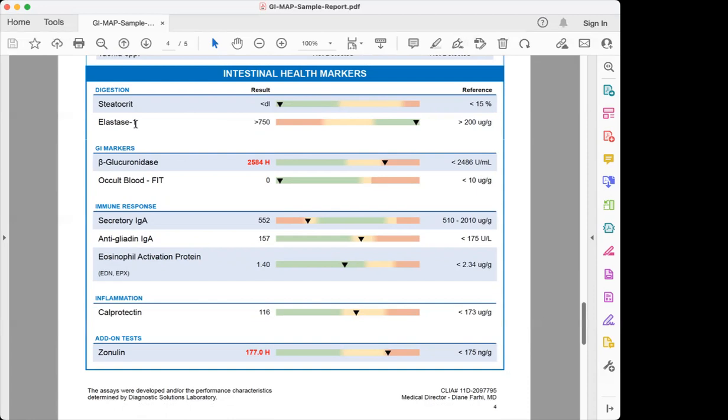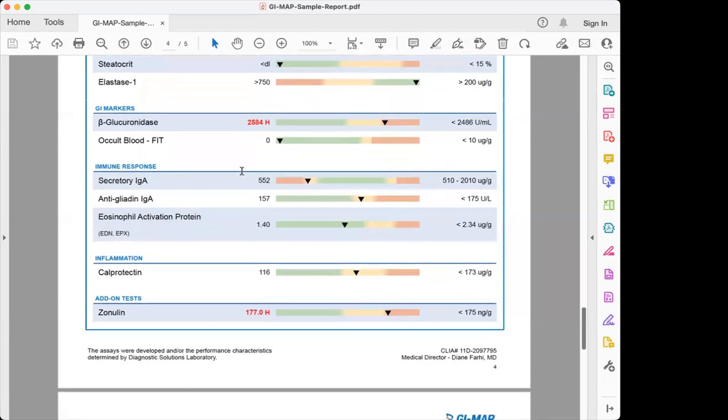Elastase 1, this is going to be pancreatic function. Basically, it's telling us the quantity of enzymes that are being pushed out by our pancreas. And we want this to be in the 750 range, or over 750. So that one looks nice.